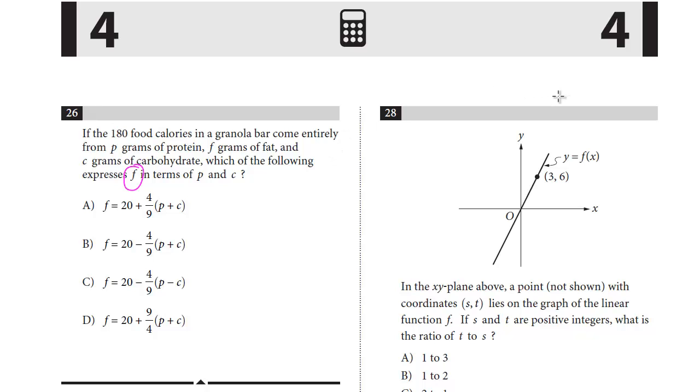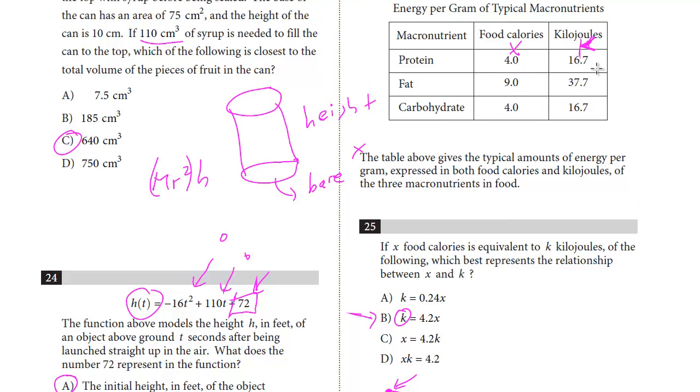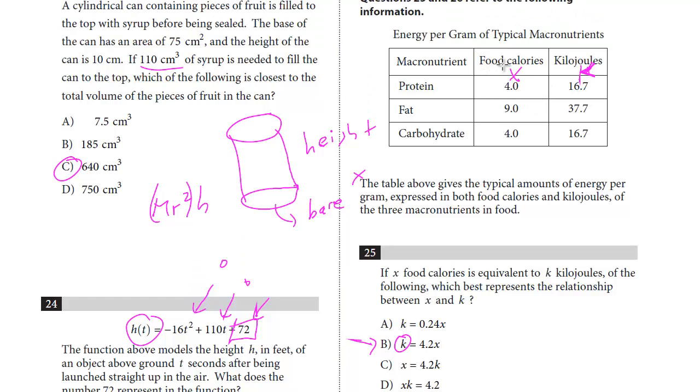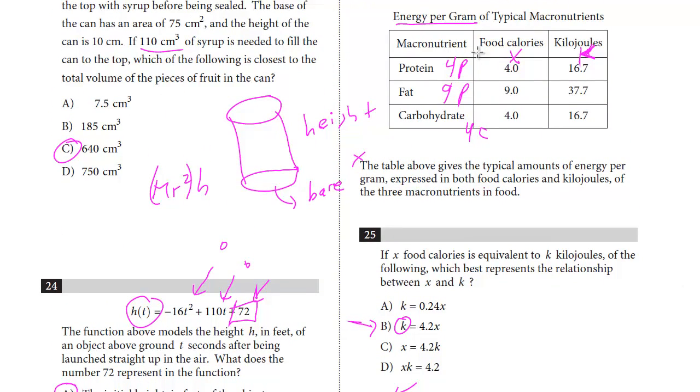I'm going to go back to the table. 180 is the total calories, but remember the table gives us the distribution. It gives us, so food calories, we're given that protein, its energy per gram is 4. Okay, so this is going to be 4P. And fat is going to be 9F, and carbs are 4C. And so that's the first step. You have to get the relationship. So 4P, 9F, and 4C.